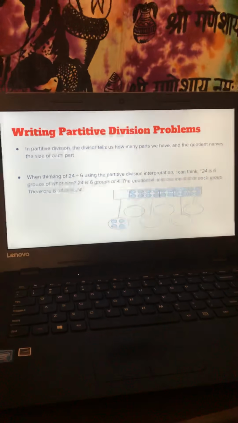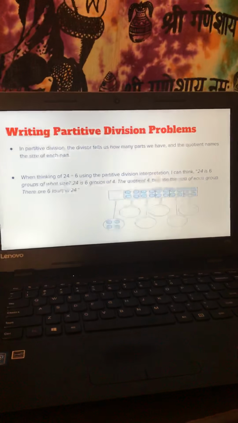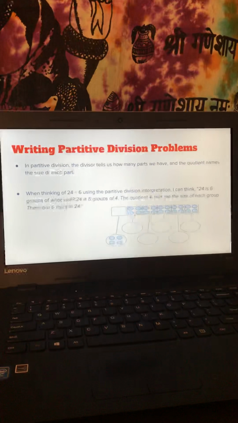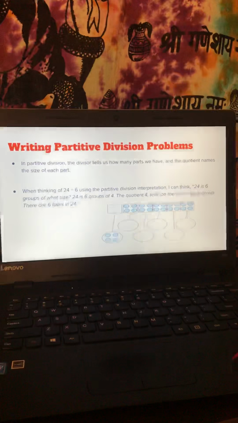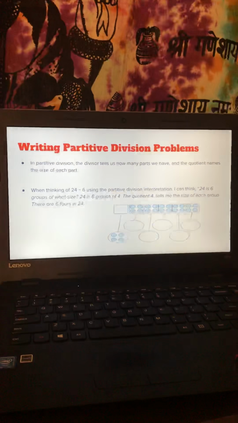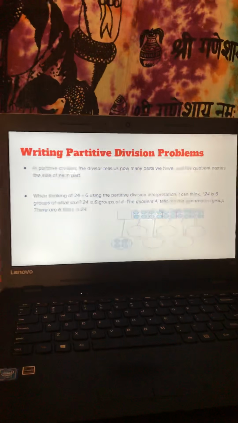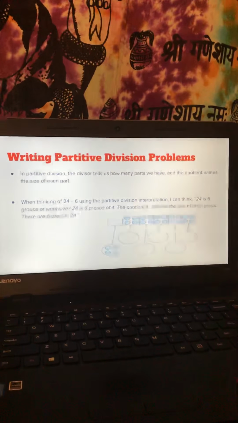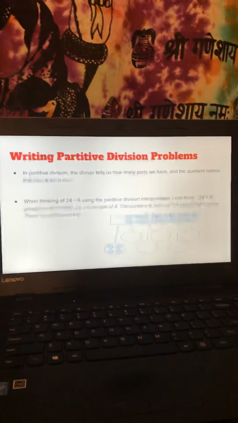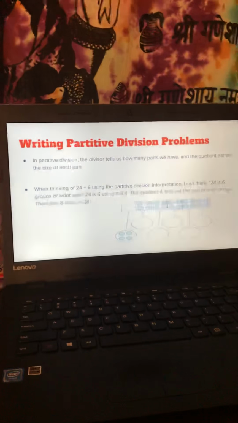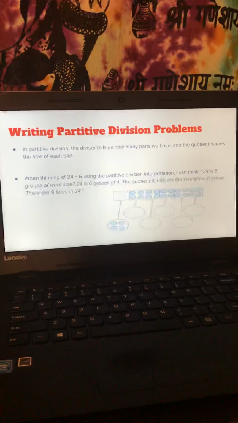So today we are going to work on writing partitive division problems. There are 5 steps, much like our measurement division problems, which we worked on last week. The only difference is that we are using partitive division, which is where the divisor tells us how many parts we have, and that divisor is that second term in our division problem. The quotient then represents what the size of each part is.